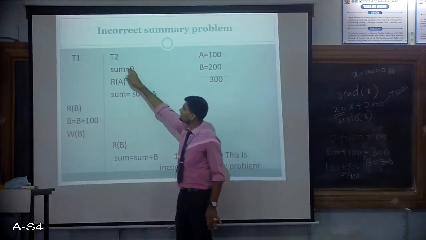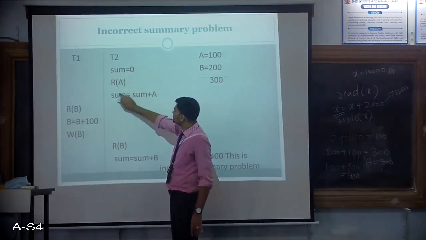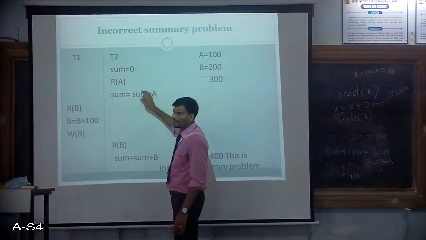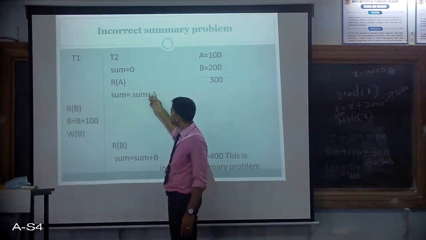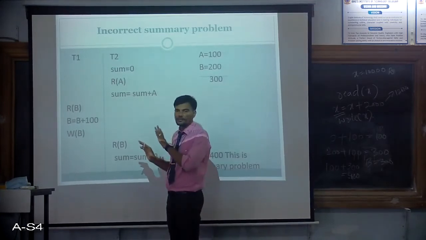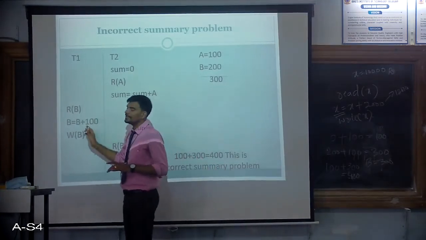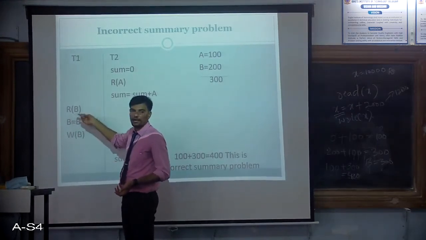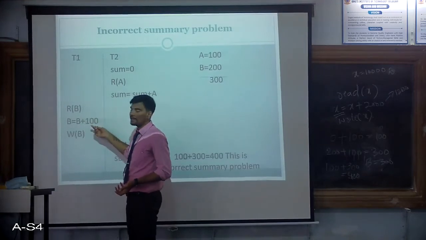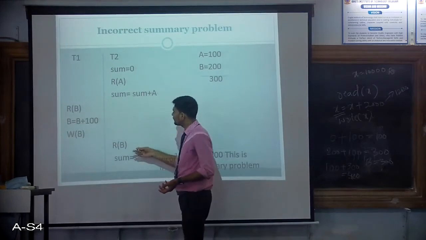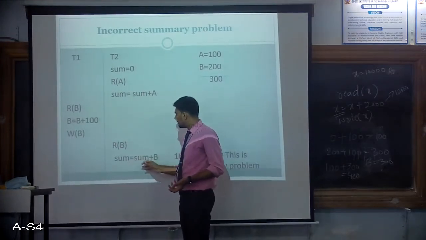Here transaction T2 has maintained the same value. In sum equals sum plus A, account A is 100 and it has maintained the same value. So sum is 0, and sum is stored with the 100 value. Account A is the same, 100 rupees. But in transaction T1 we are updating the account B value. It reads the B value, 200, then B plus 100 is 200 plus 100, so it writes the 300 value. In transaction T2 I am reading 300, then sum equals sum plus B.